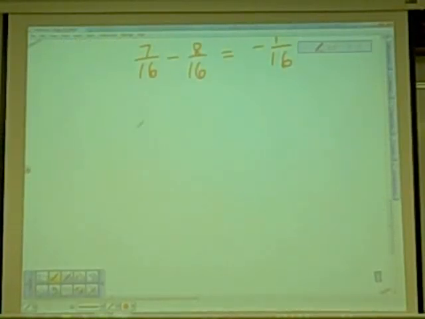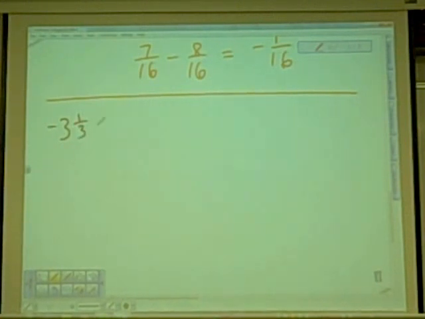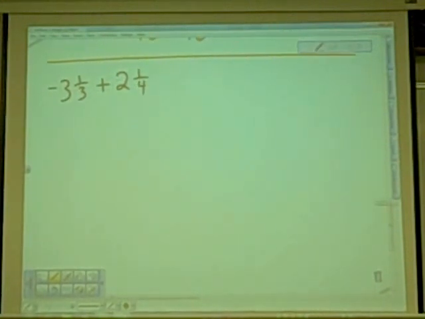Let's say that we have mixed fractions now, like negative 3 1/3 plus 2 1/4. Okay, and we said before that it's easier if we just go ahead and make that an improper fraction, right? So as an improper fraction, Michael, what do we get here?